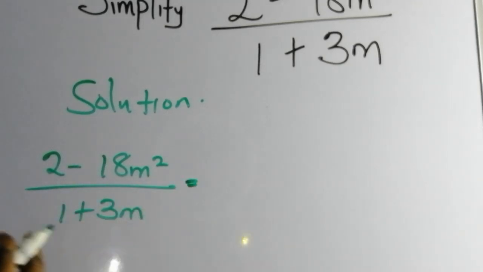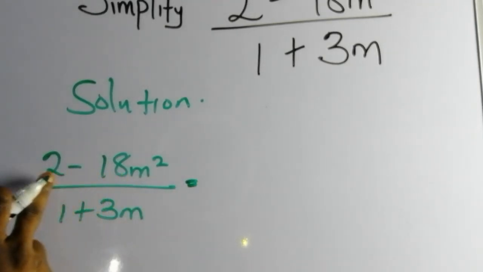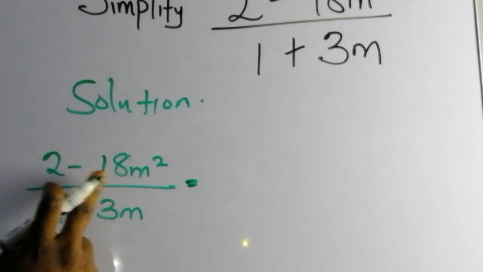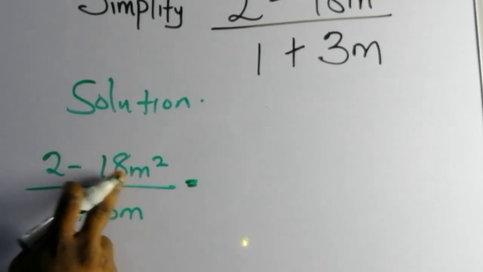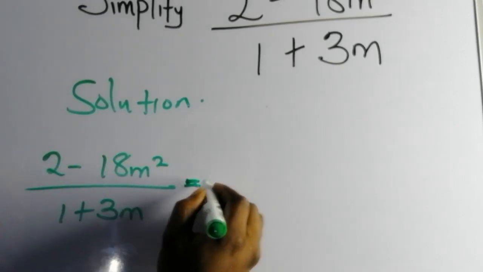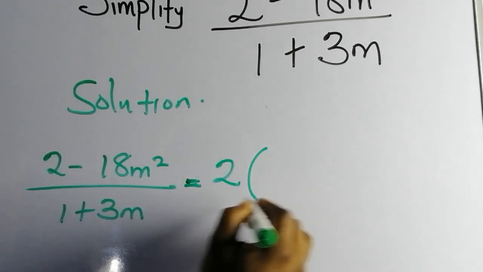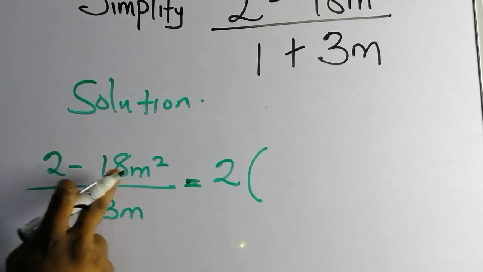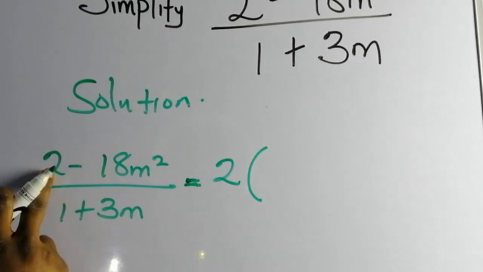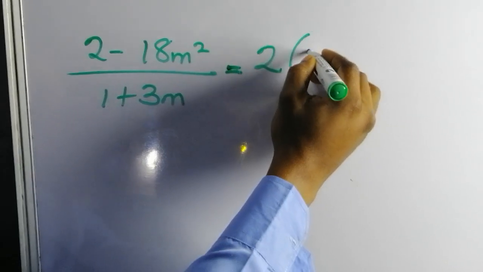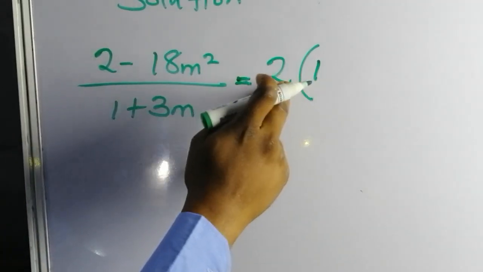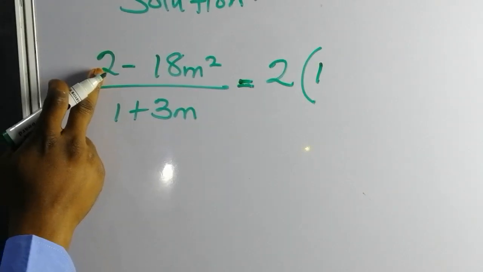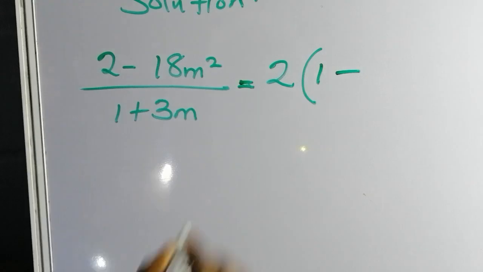If you look at this very well, 2 can go into 18, 9 times 2 is 18, and 2 is here. So you bring 2 out. I can split this, bring the 2 out, it will remain 1. 2 times 1 will still give us 2. Then you have minus.